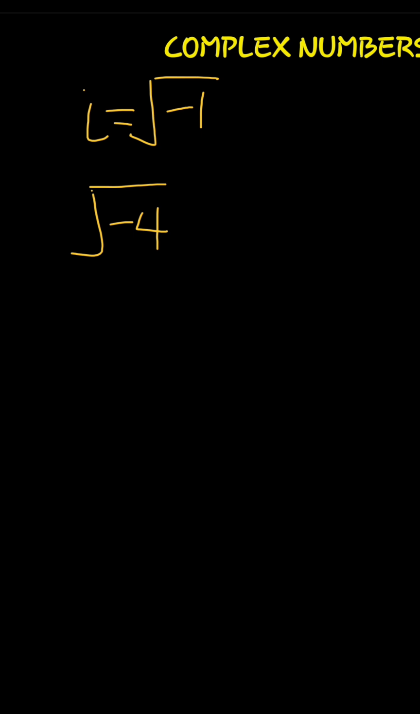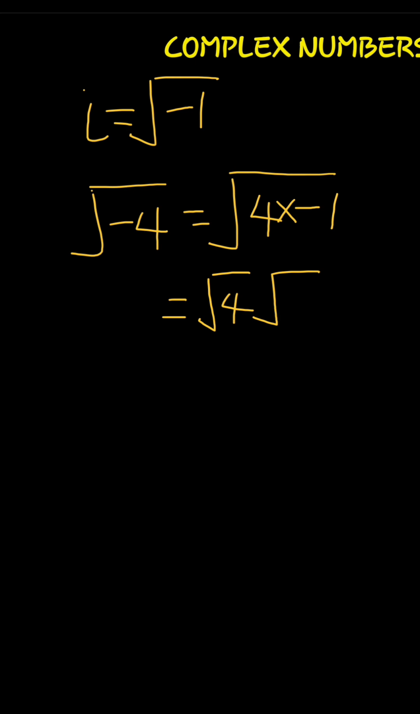So if we have the square root of minus 4, this is equal to 4 times minus 1. We can take the square root of each of them. So we have the square root of 4 times the square root of minus 1. The square root of 4 is what? 2. And what is the square root of minus 1? i. You can see now that we have been able to simplify it since we assigned i to be the square root of minus 1, which is an imaginary number.